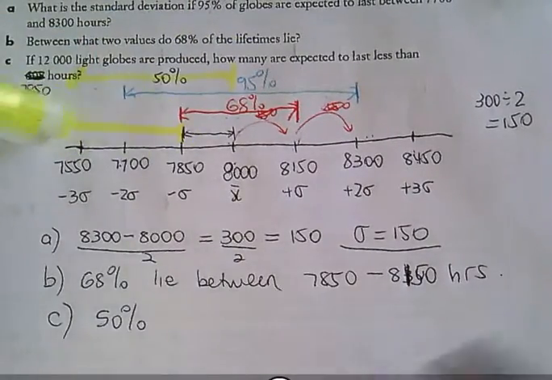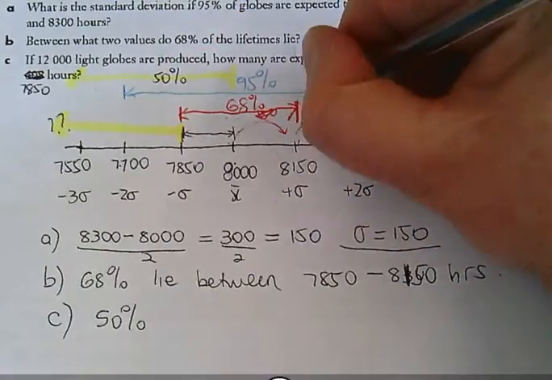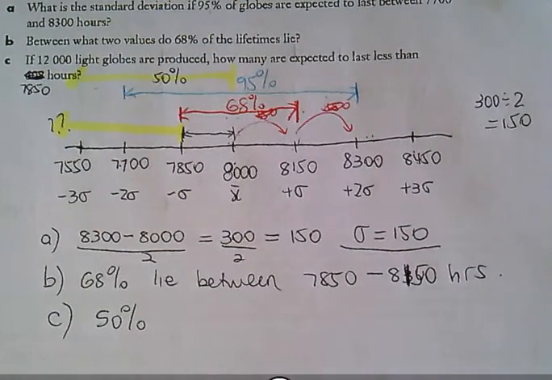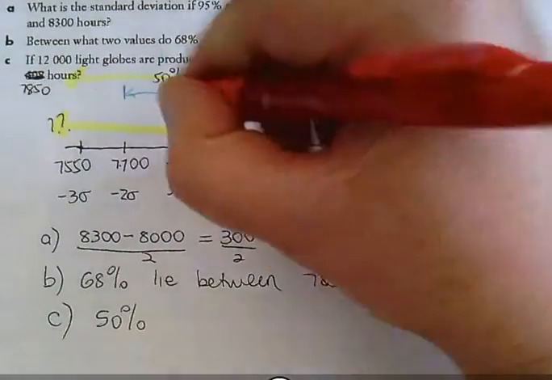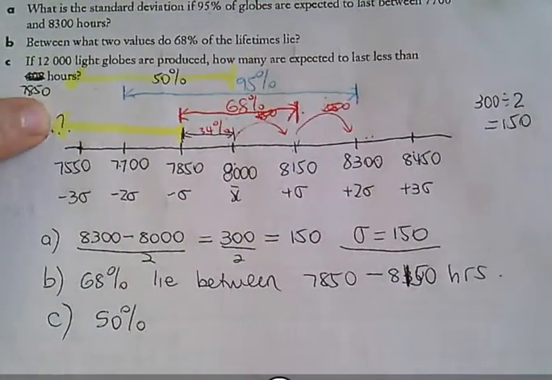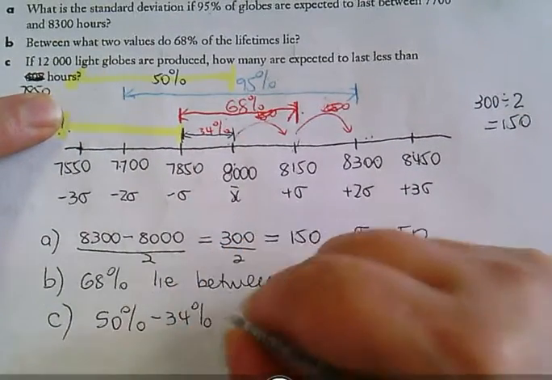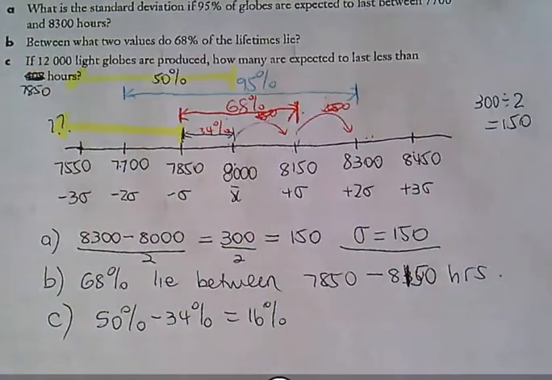I need to know this bit. This is my question, this bit. I need to know what this bit in here is. Now, isn't it half of 68? 34. So that bit there is 34. So this bit that I want is 50 minus 34, which is 16%. But, read the question. 16% will last less than 7,850 hours.